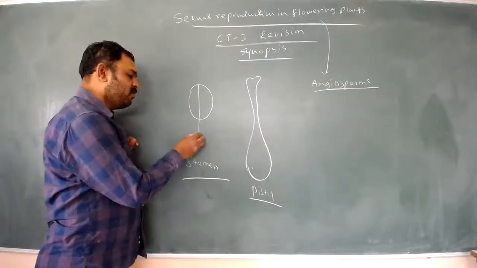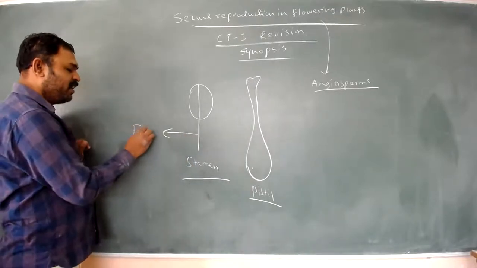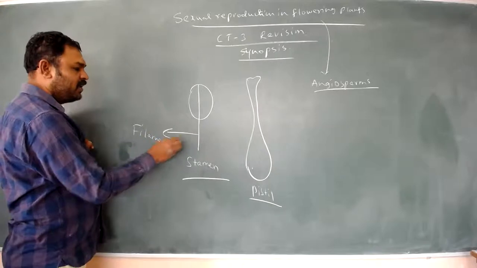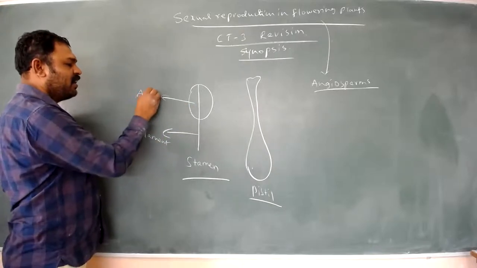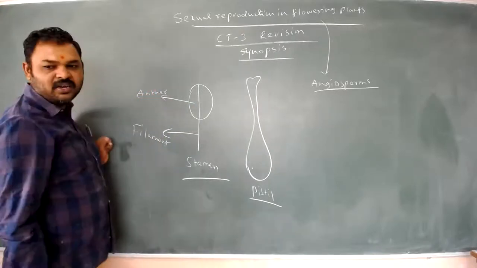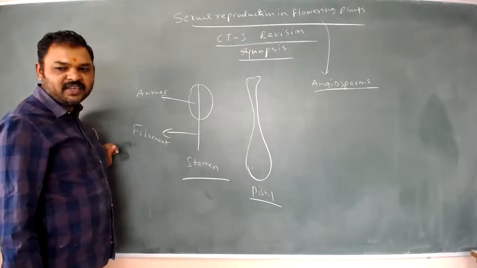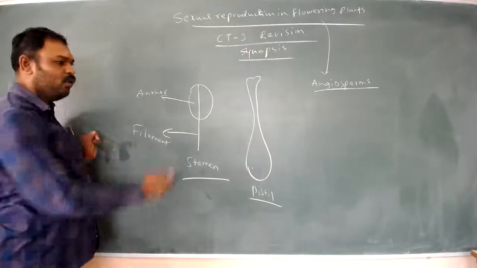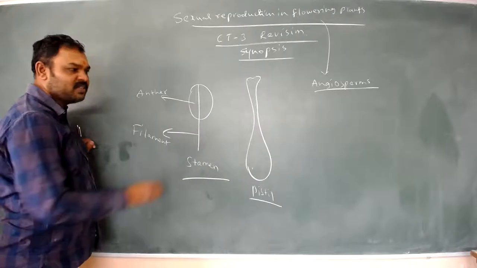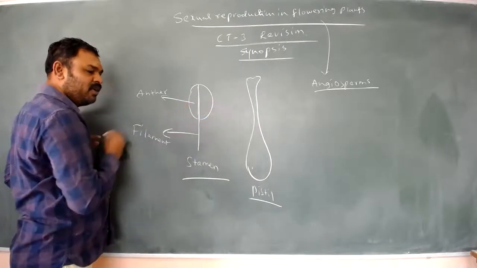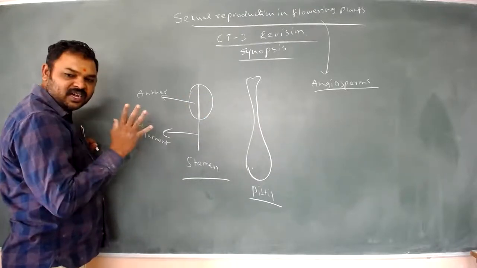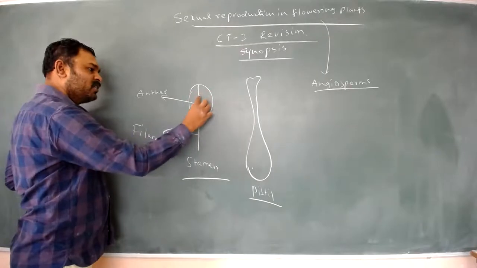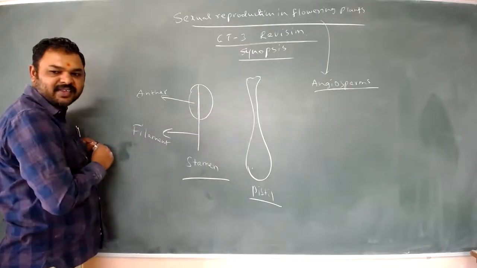The stamen, what are the parts there? Filament will be there. And here, what is this? Anthers are there. Dithecous anther. What is the dithecous anther here? Two lobes here. This is a theca. The fertile part of the anther is called the theca. Here there are two fertile parts, which is called a dithecous anther.